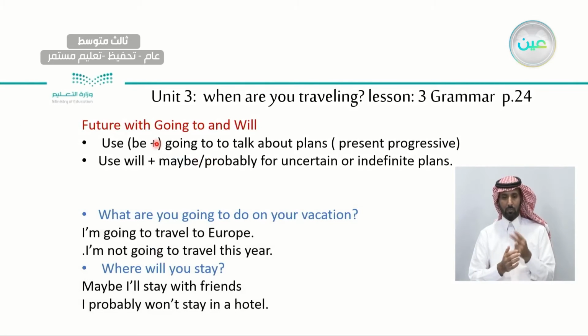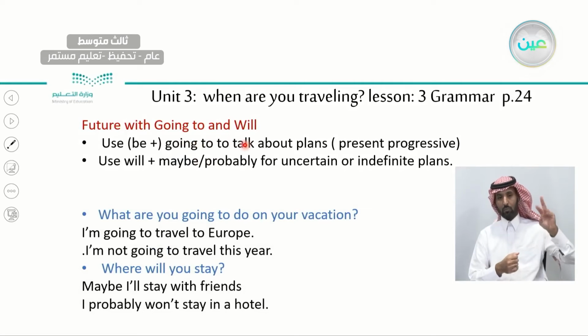So, future with going to and will. We use the verb to be plus going to talk about plans, present progressive, plans that are fixed, definite, with arrangements. But here we use will plus maybe or probably for uncertain or indefinite plans. So here you didn't make any reservations, you didn't make any bookings. So this is a maybe. When it's a maybe, you use will. When it's sure, you use the present progressive.